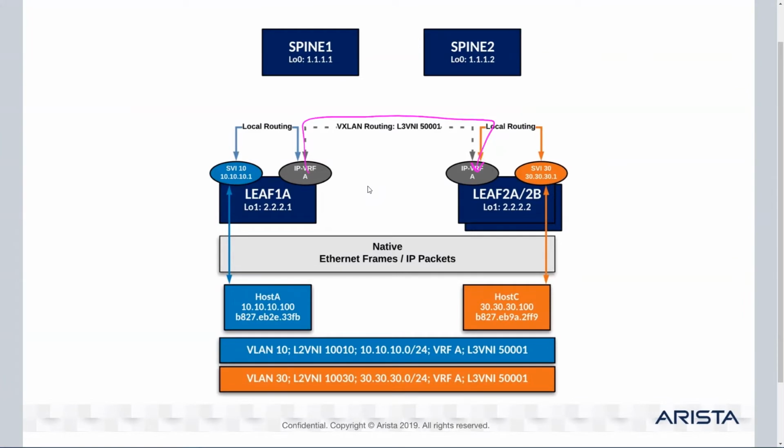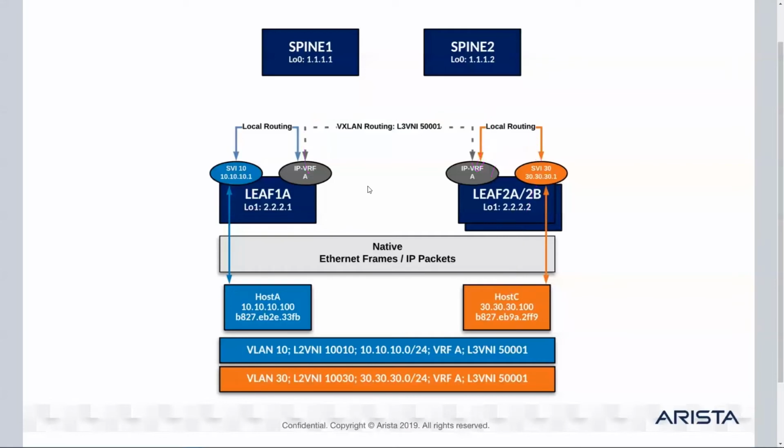When 2A or 2B, whoever receives it, performs the decap operation, we need a way to tell them that, hey, you need to take action and route this packet. This frame is destined to you. So the inner Ethernet header is what does that. In the inner Ethernet header, after decap, leaf 2A or 2B are going to see that, oh, well, this frame is destined to my router MAC. I need to take action on this. Then it routes into the destination subnet and then forwards to the host.